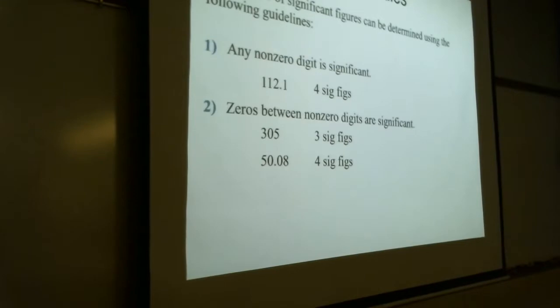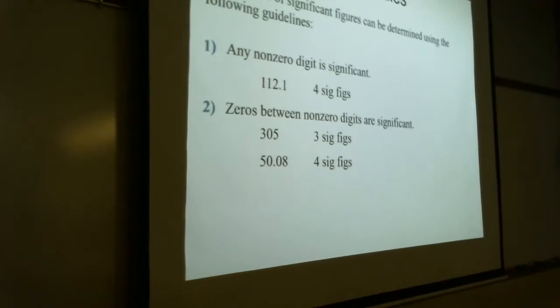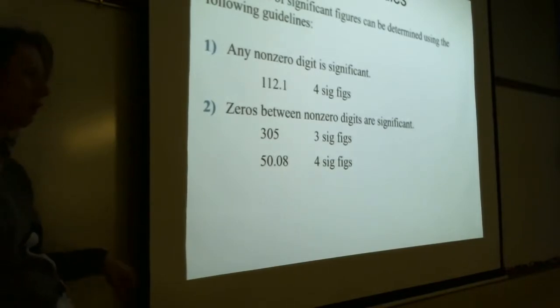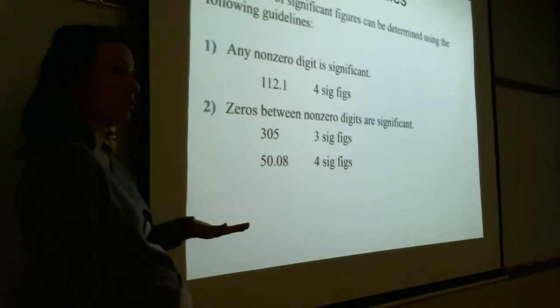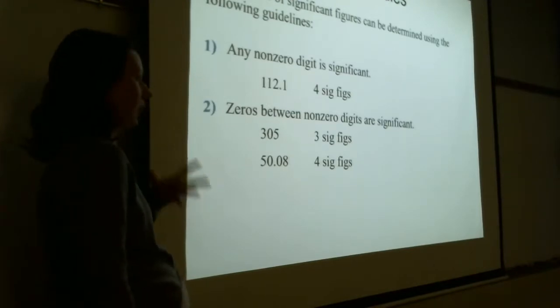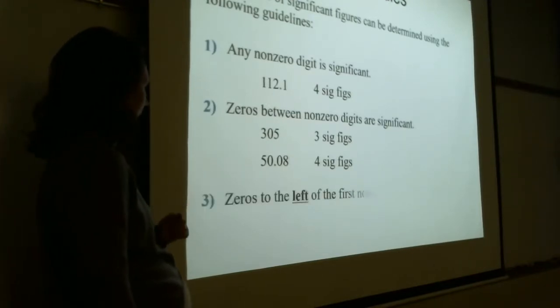Now the next couple of rules both deal with zeros, and these are the rules about zeros that give students the most trouble. So if it doesn't make sense, please ask, okay? Because we're going to be using sig figs for the rest of the semester in both our measurements and our calculations. So if the zero rules, and those are the ones that cause the most confusion, cause you any sort of problem, let's talk about it now.